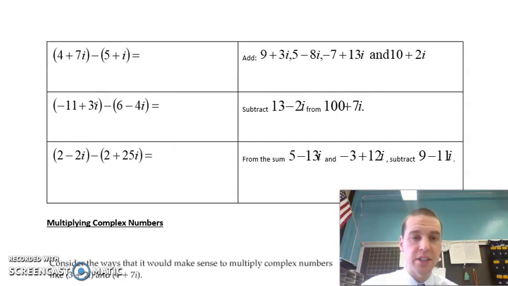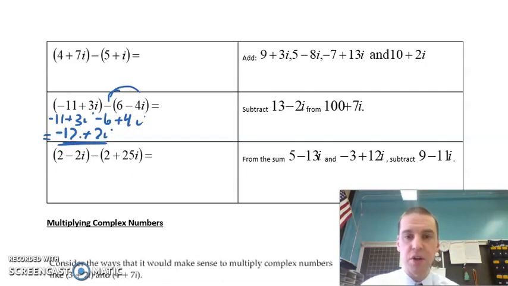Let's look at this middle one right here. We've got to distribute the negatives. We're going to get -11 plus 3i minus 6 plus 4i. We'll get here -17 and positive 7i. So just make sure we know how to do that.